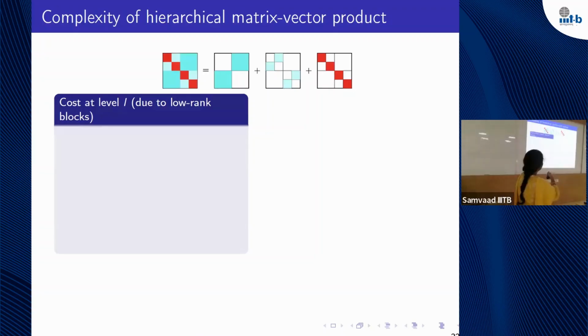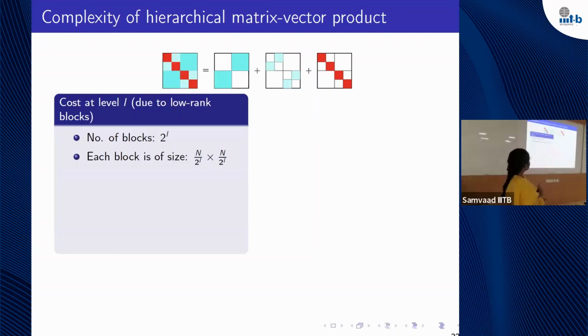Say this is level 1, this is level 2. So at level L, what is the cost? Let's look at that. The number of blocks here is 2, and this is level 1. The number of blocks here is 4, and this is level 2. So in a generalized manner, number of blocks at level L is 2 power L, if you're working in 1D. And each block is of size, so for here, you have n by 2 cross n by 2 as the block size. Whereas this block size is n by 4 cross n by 4. So in a generalized manner, each block size is of n by 2^L cross n by 2^L.